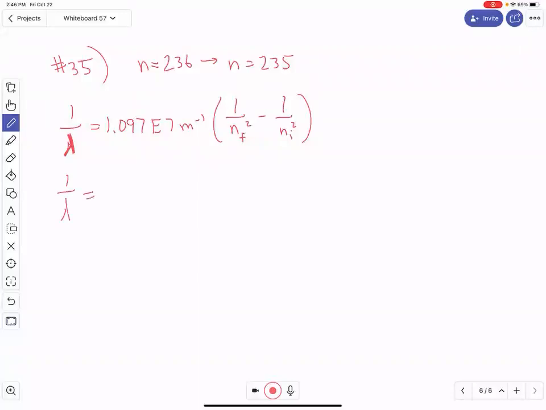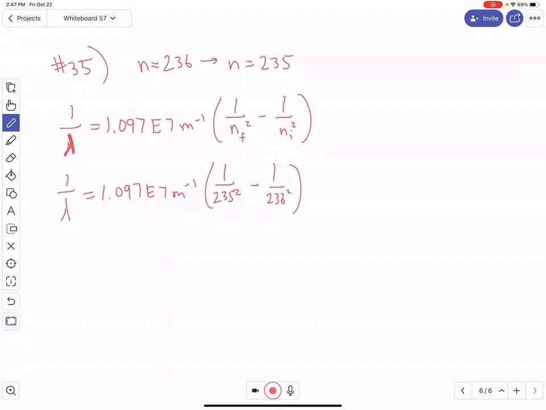So 1 over wavelength equals 1.097 e to the 7 times 1 over 235 squared minus 1 over 236 squared. Right, I'm honestly curious if we just ignore this. I think this is going to be so small, we can honestly just ignore that and just use this relationship right here to find what the wavelength is going to be. But we'll go for the calculation to see.